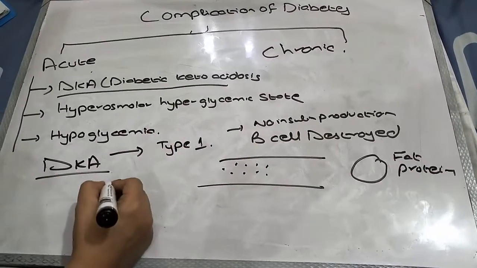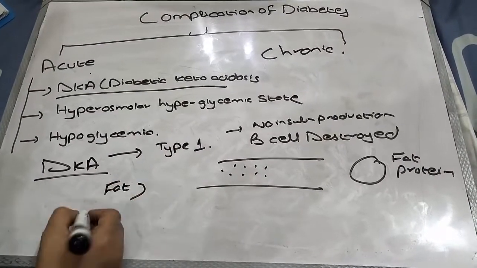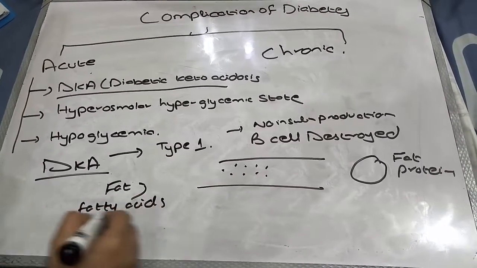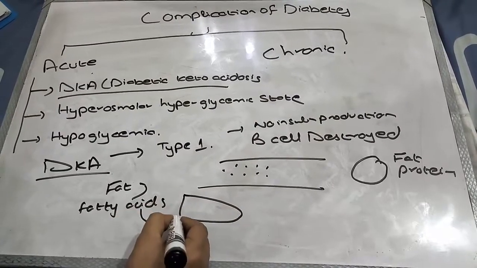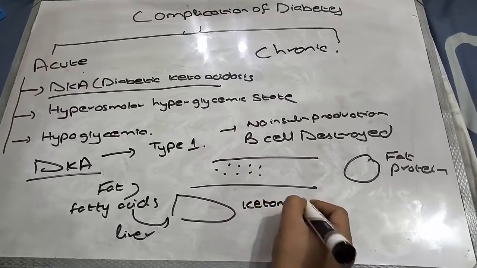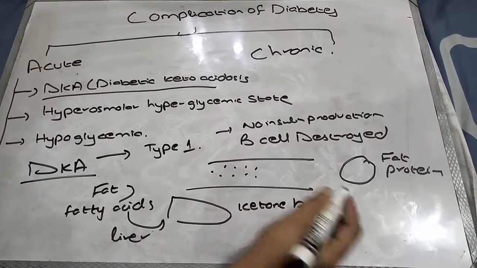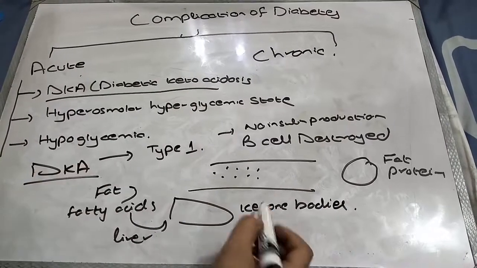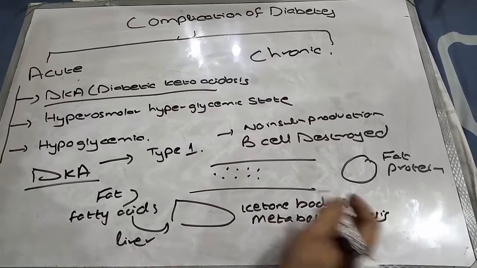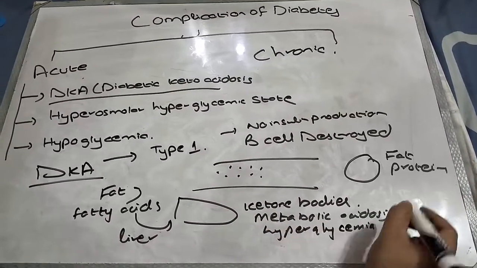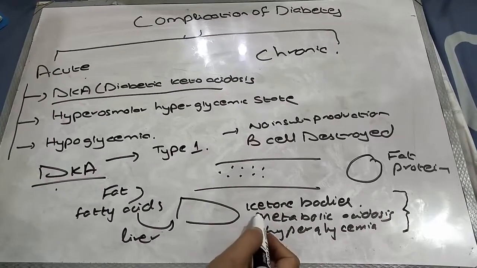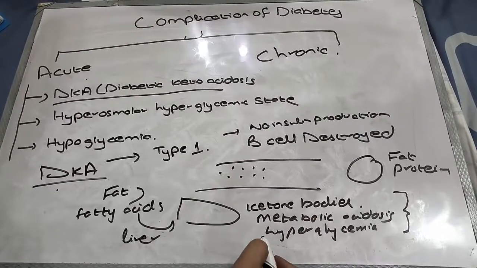And we know that these fats are converted into fatty acids, and these fatty acids in the liver are converted into ketone bodies. So, in DKA patients, they have presence of ketone bodies, metabolic acidosis, and hyperglycemia. These are the pathogenesis of DKA: presence of ketone bodies, metabolic acidosis, and hyperglycemia.